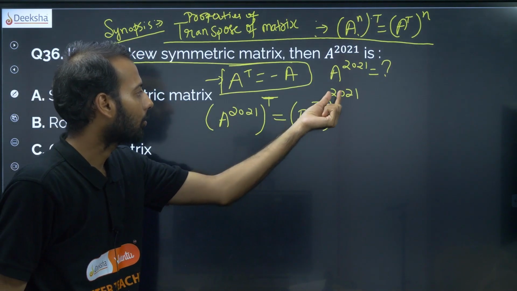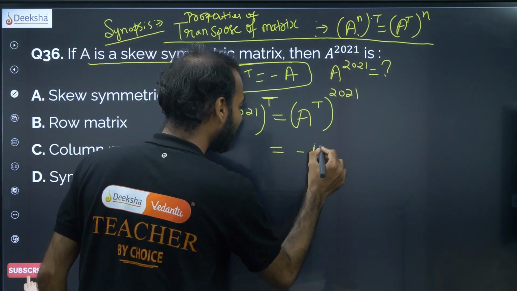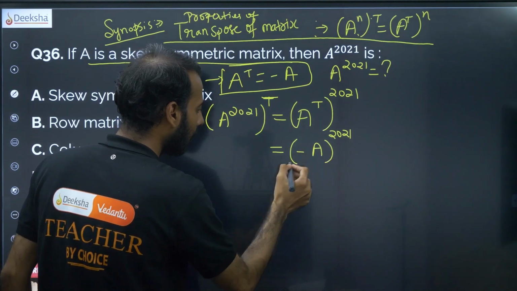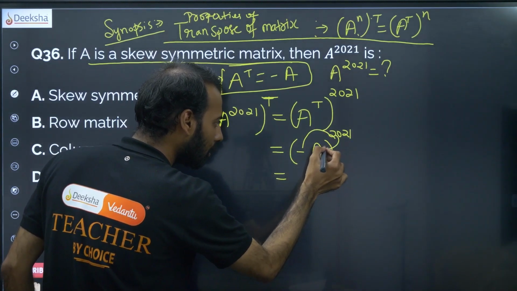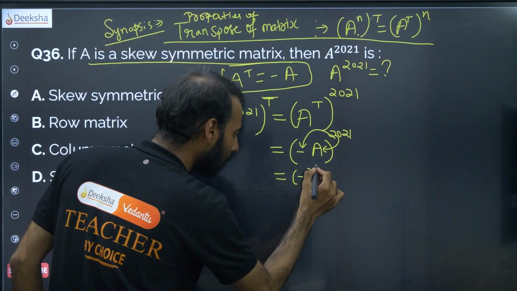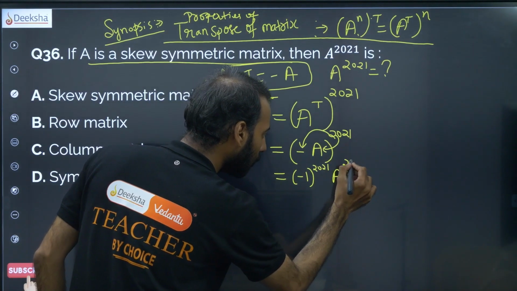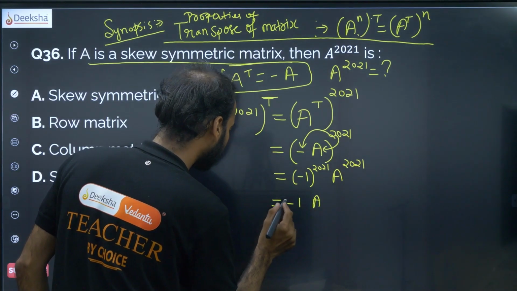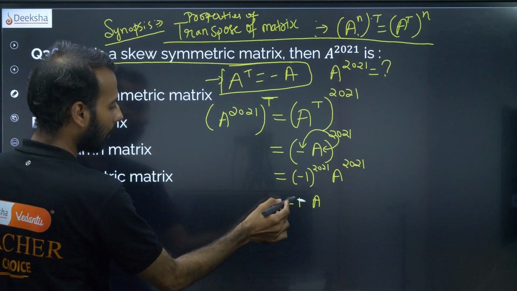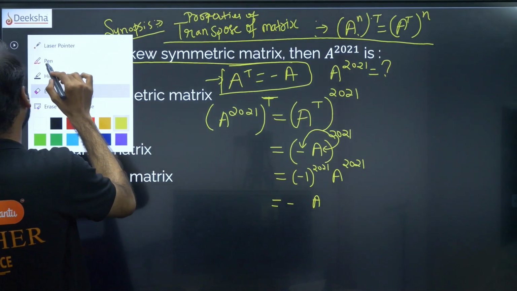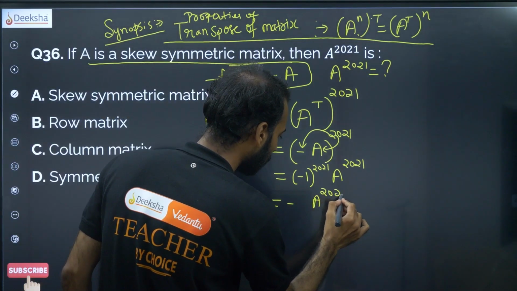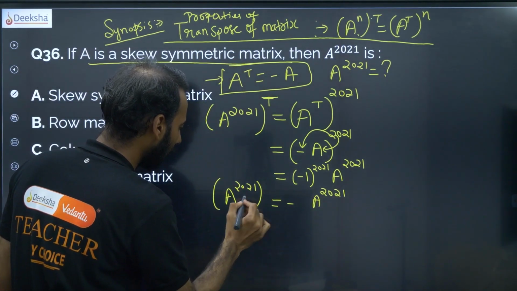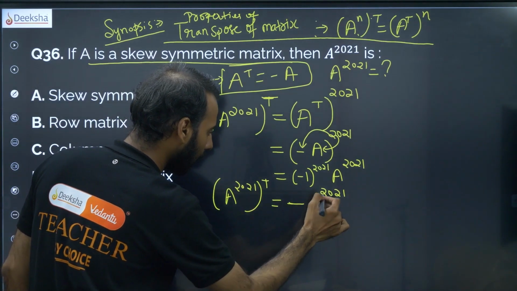A2021 transpose is the same as A transpose power 2021. Next, A transpose is minus A, so from here, minus A power 2021. Next, this 2021 is applicable to minus also. This is applicable to minus 1 power 2021 times A2021. So this is minus 1 times A2021. What is this? A2021 transpose is minus of A2021.